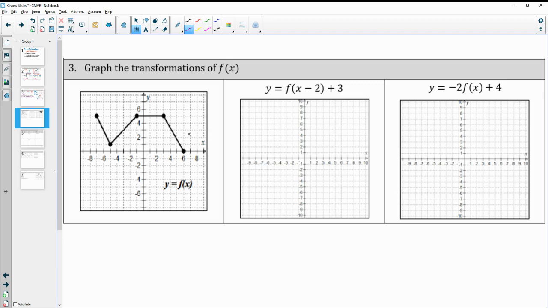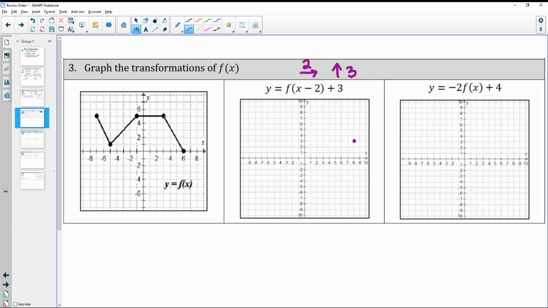Number 3 asks us to transform f of x the way that it asks here. So here's our function, okay? And now we're going to be doing these different things to it. So this f of x minus 2 plus 3, the minus 2 is going to move us to the right 2 units, and the plus 3 is going to move us up 3 units. So each of these points, we need to do that. So if we take a look at this point, it's at 6, 0. So if I go to 6, 0, now I'm going to go over 2 and up 3. And that'll be my new point.